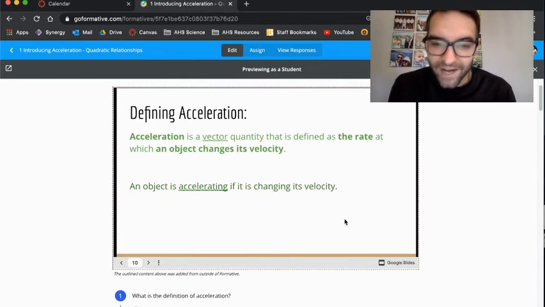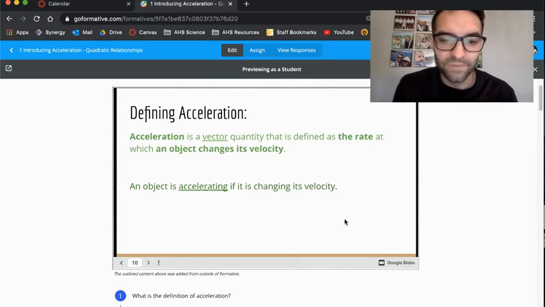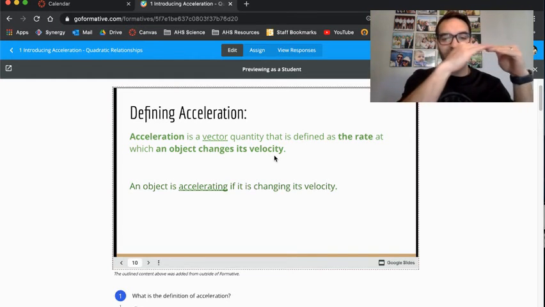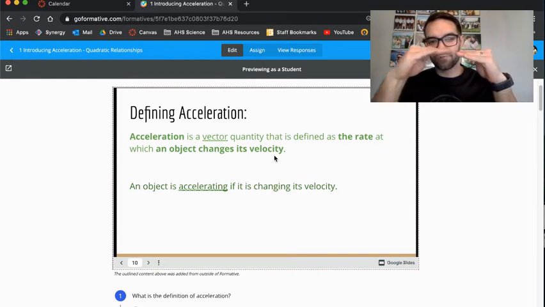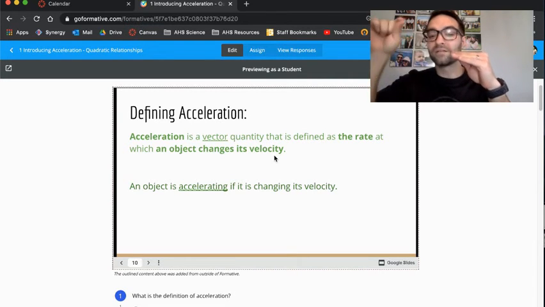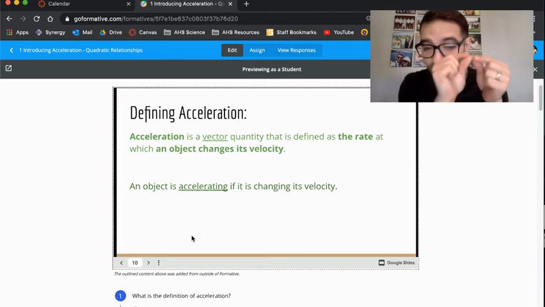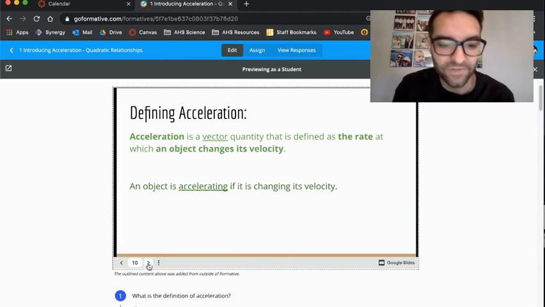I also wanted to define acceleration. I kind of talked about it a little bit, but the physics definition is going to be acceleration is a vector quantity that is defined as the rate at which an object changes its velocity. So again, we're trying to think, okay, car is going this velocity, and now it starts to increase the velocity. Well, we can calculate how quickly it increased its velocity, and that's going to be the rate of acceleration, or how slow, right? You can gradually increase your velocity over time.